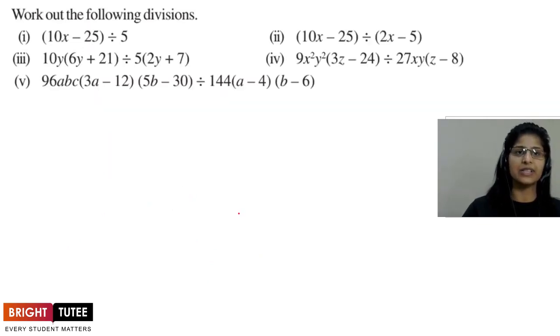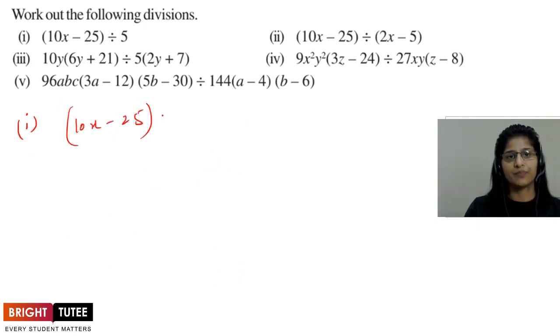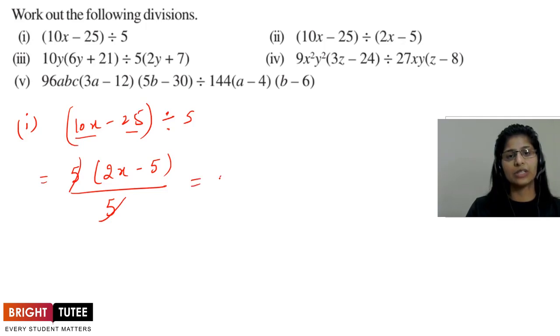Moving ahead, there is another question, where we also have to go with the division. So let's do that. The first part is we have to divide 10x minus 25 by 5. Is there something common that we can write first? Out of 10x and 25, I can take 5 common. 5 2s are 10 and 5 5s are 25. This whole is divided by 5. So the answer that we are left with is 2x minus 5.